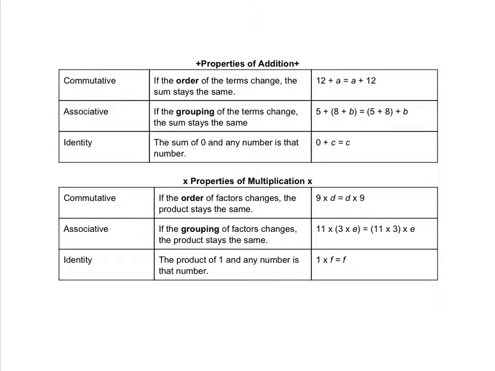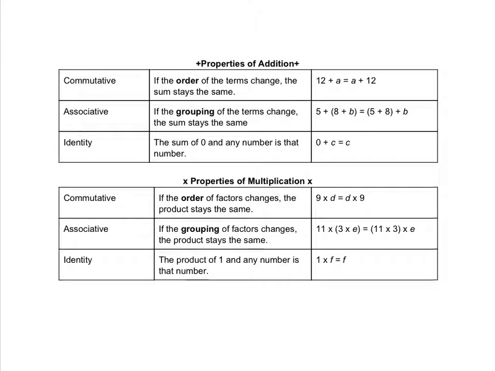So the commutative property of addition, and commute means to move, it affects the order. So if the order of the terms change, the sum stays the same. So let's look at the example because I think that makes more sense. 12 plus a is the same as a plus 12. The order of these terms here does not matter. I can move them in addition and it will not change the answer. So 12 plus a is the same as a plus 12. That's the commutative property, when you're moving the order of the terms.